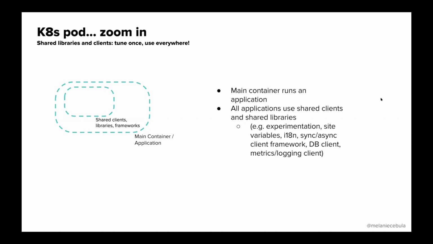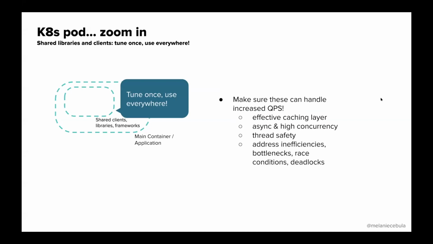So once you have the shared clients, libraries, and frameworks, you can actually optimize them. And then when you deploy the new version, services can talk to that. It's similar to sidecars in that you tune once and use everywhere. I'm a lazy person. I really like tuning something once and then getting wins across the entire fleet. It's really satisfying. So yes, tune once, use everywhere.